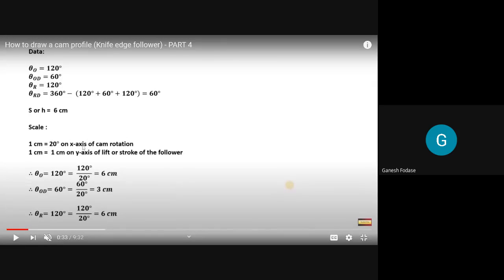So after this data, we need to draw the cam profile. The first step in drawing a cam profile is to draw the displacement diagram. For drawing the displacement diagram, we have to write the given data. So what is given here? We come to know theta O is 120 degree. In bracket, we have to write SHM.